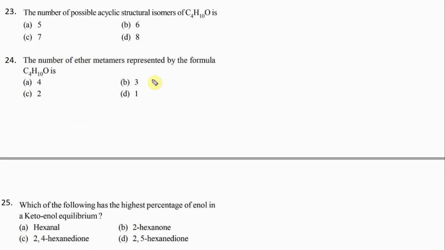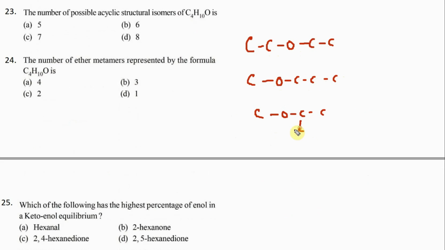Number of ether metamers represented by the formula C4H10O. We have already seen C4H10O, number of ether metamers. Three. We just saw it before. Very simple.